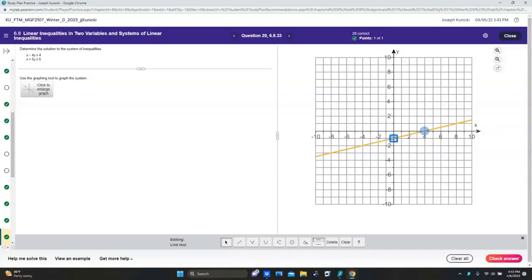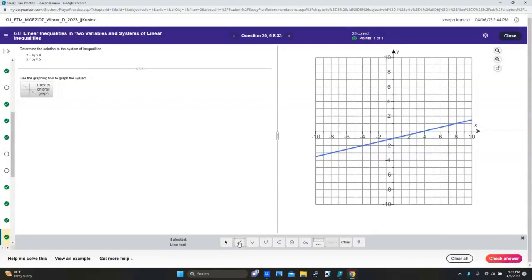So I plotted points, actually intercepts. Once again, when y is 0, x is 4. However, when x is 0, I have minus 4y equals 4, so y has to be negative 1. Okay, for the yellow line then, let's plug in 0, 0, and we get a true statement. 0 is less than or equal to 4. So we're above the yellow line.